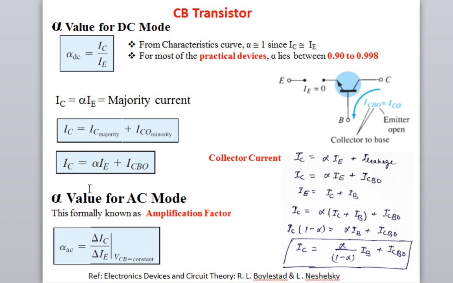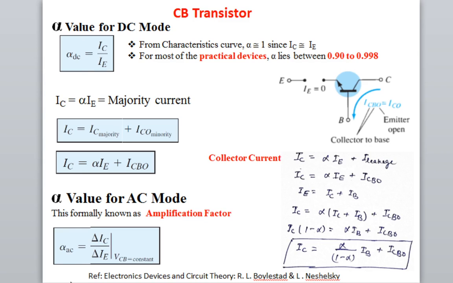So that means if the working temperature of your device or your transistor is increasing or decreasing, accordingly your collector current will change in any transistor, whether it is common base or common emitter or common collector. I will discuss common emitter transistor in today's lecture.